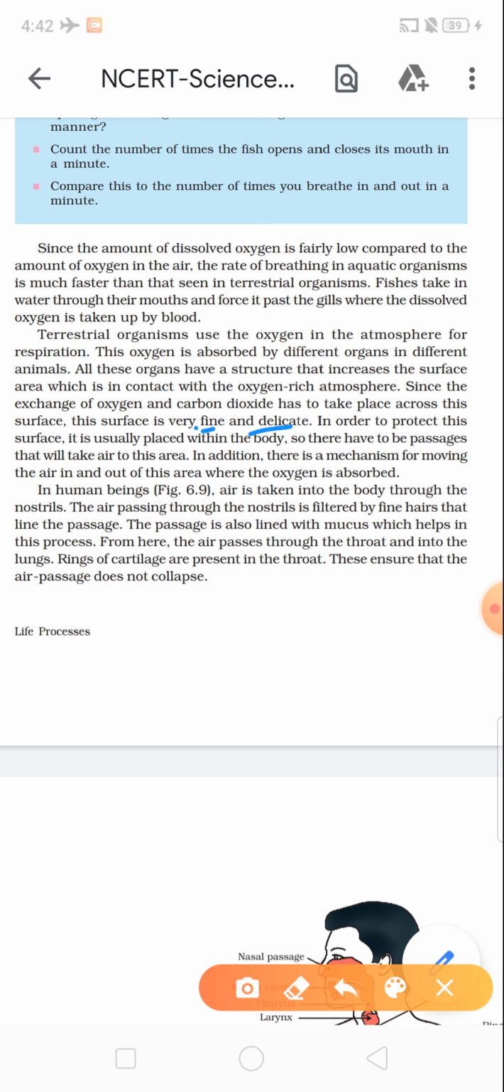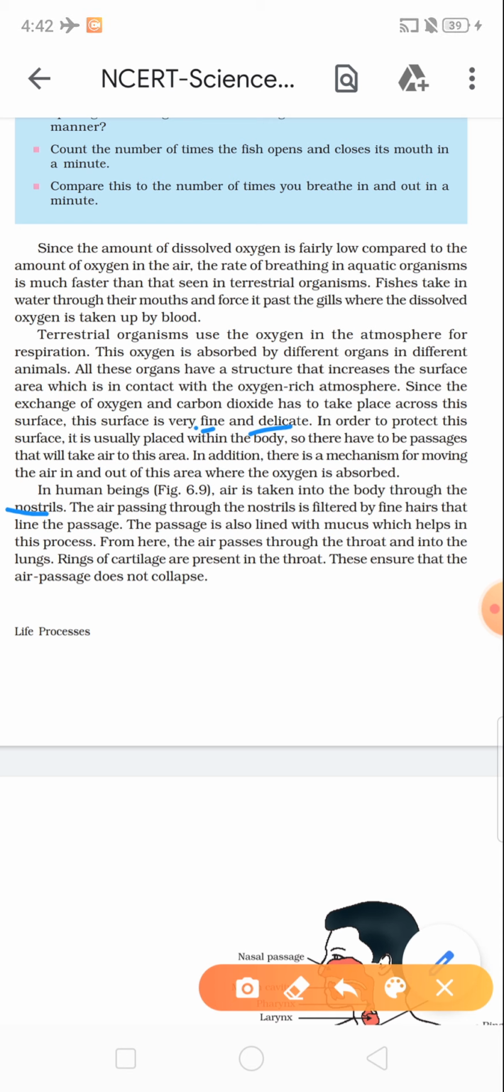Okay, in addition, there is a mechanism for moving the air in and out of this area where the oxygen is absorbed. So what do they have? They have a specific pathway, a specific passage where the air is taken inside that particular area. Now in figure 6.9, which I have just shown you, air is taken into the body through the nostril. Nostril means the nasal part which we have.